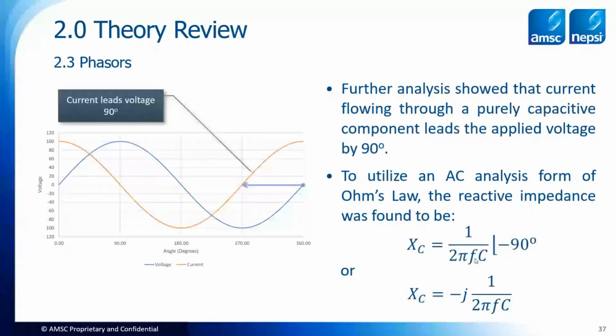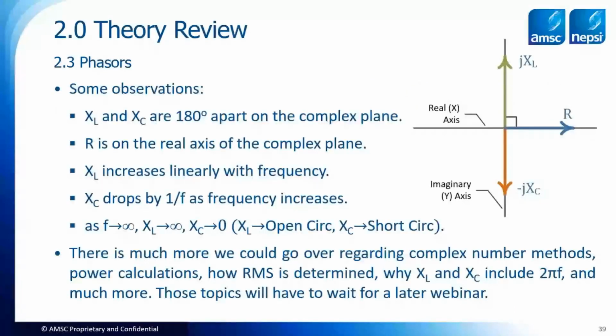For capacitance, it's 1 over F. So that means we have a 1 over F type relationship between frequency and the value of reactance. So as frequency goes to a really high number, you'll find that X sub L also goes to a very high number, which is equivalent to saying X sub L goes to an open circuit. Similarly, as frequency goes to a very high number, X sub C, 1 over F, tends towards 0, which means as you go to that higher frequency, X sub C tends to act like a short circuit.